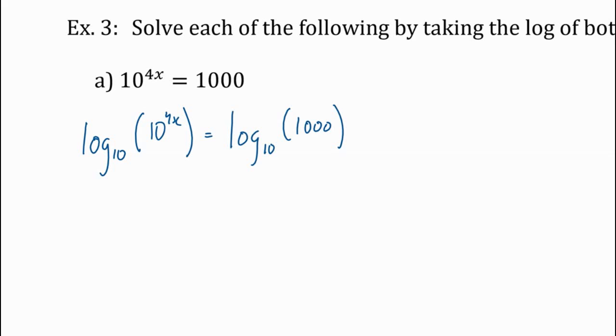And from now on, I'm not going to write the 10 in. I'm just going to write log again. That's the reason why we would often use base 10, because then we don't have to write the base every single time. So log base 10 of 10 to the 4x, how can I simplify that?